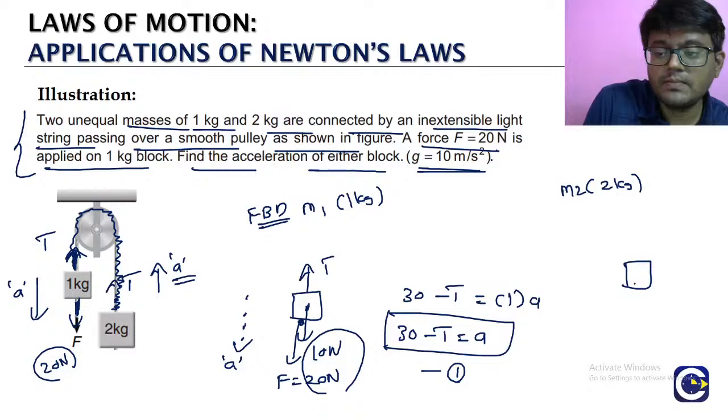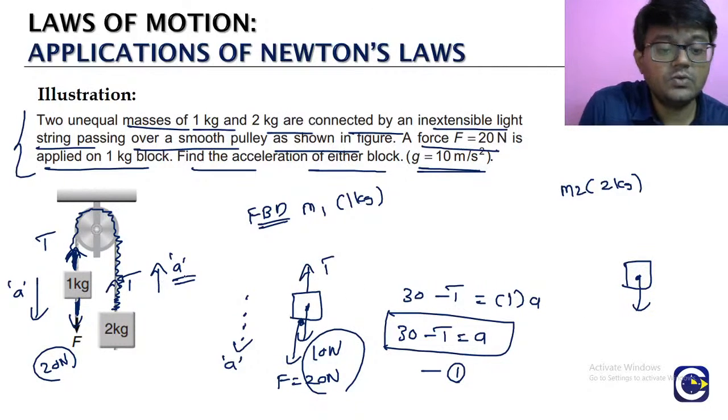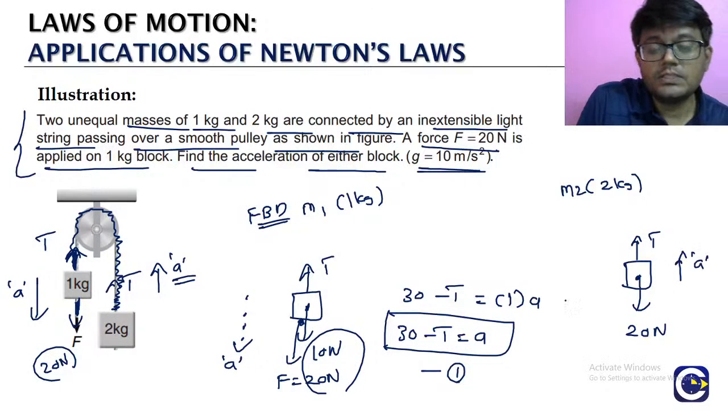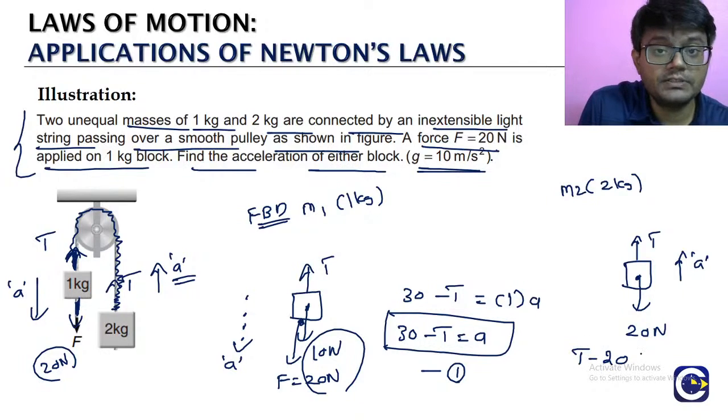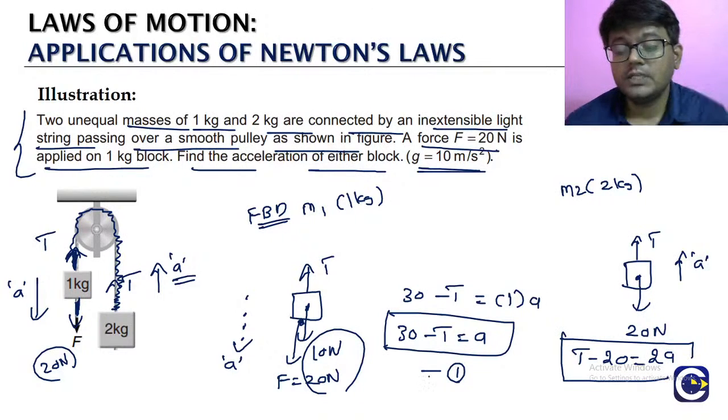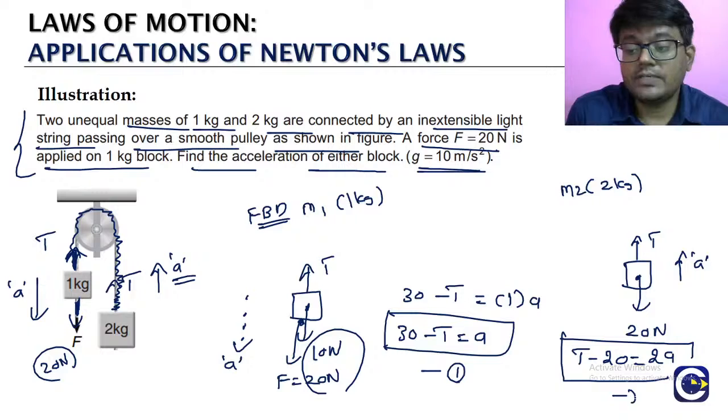The 2 kg block will have its weight, 2 kg with G value 10, so we'll take it as 20 newtons. And there will be tension. Because of this, it is going up with acceleration A. Means net upward force, upward force minus downward force, is equal to the mass of that object, which is 2, into the upward acceleration, which is A. So look at it, what we have: T minus 20. This is our equation 2.